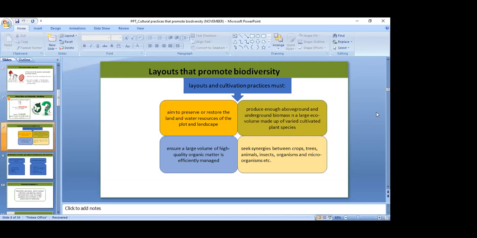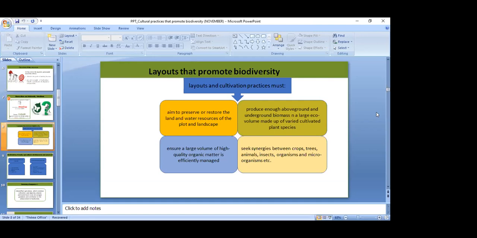So the third one is that the layout and cultivation practice must ensure a large volume of high quality organic matter, which must be efficiently managed. So any layout at all must be such that it ensures a large volume of high quality organic matter.